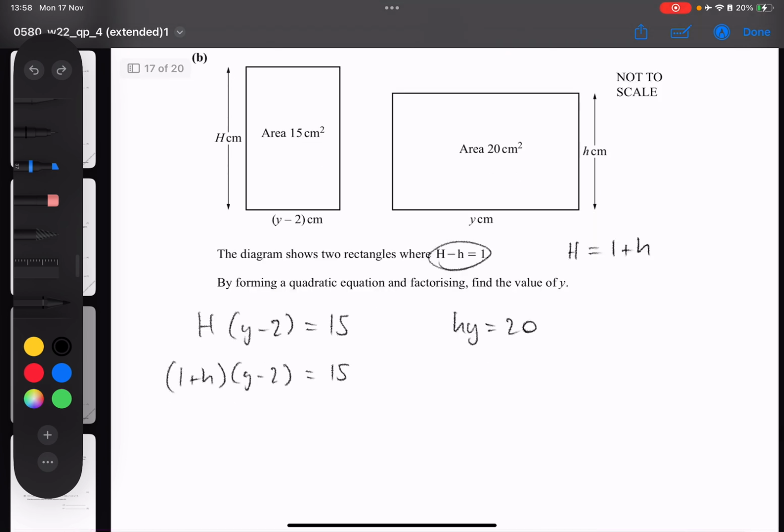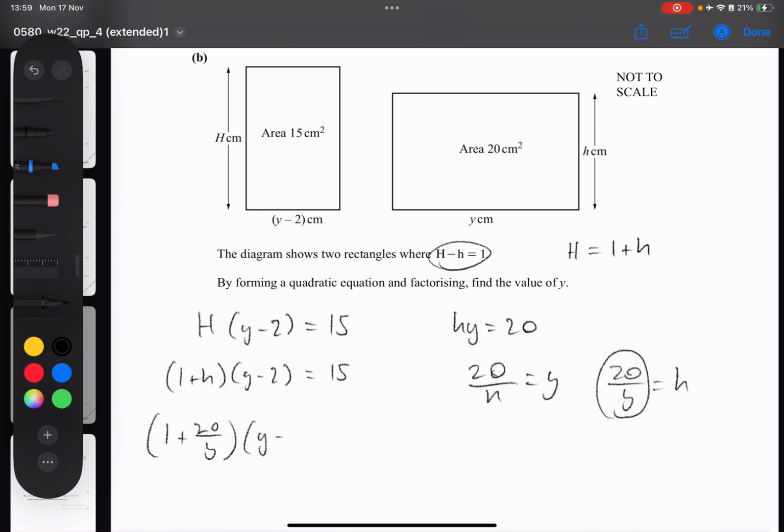So, okay, fine. 20 over h is going to give me my y. That's fine. But if I substitute this into here, I'm going to have h on both sides, and I want to have y on that side. So I can then say, all right, fine, 20 over y is equal to h. So what I can now do is put this in place of this here, and that's exactly what I'm going to do. So I'm now going to rewrite it again. (1 + 20/y)(y − 2) = 15.